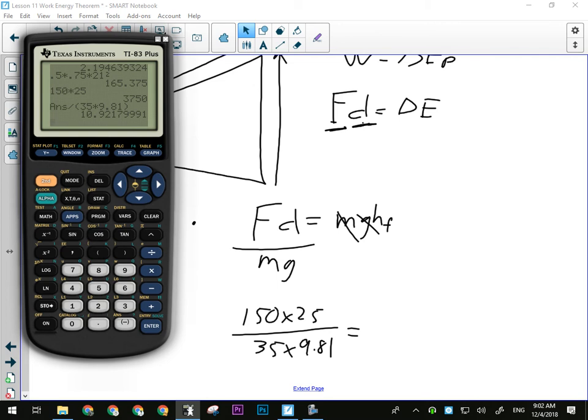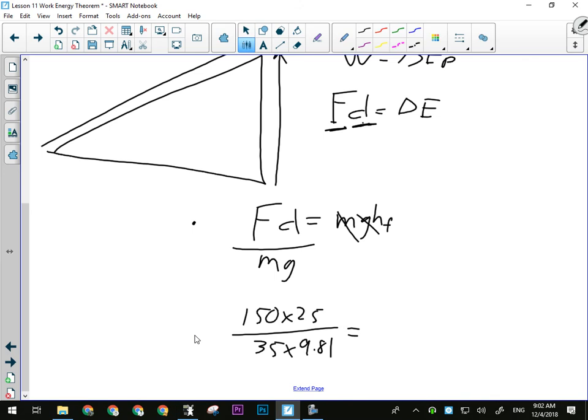Go ahead. Yeah, that's good. 10.9 meters. Okay, so the height of the ramp is 10.9 meters. All right, everybody okay with that?